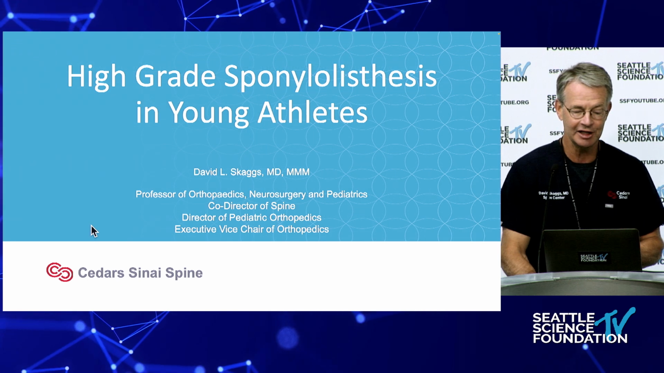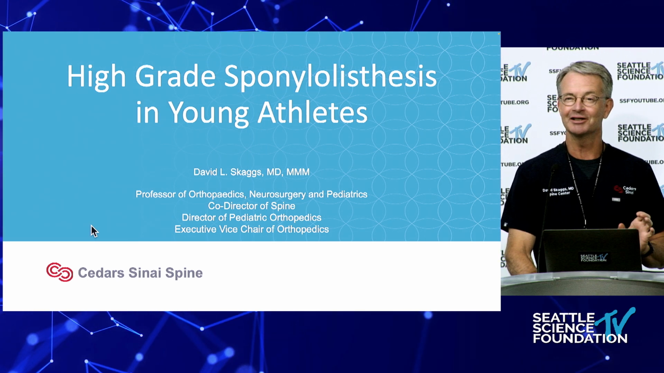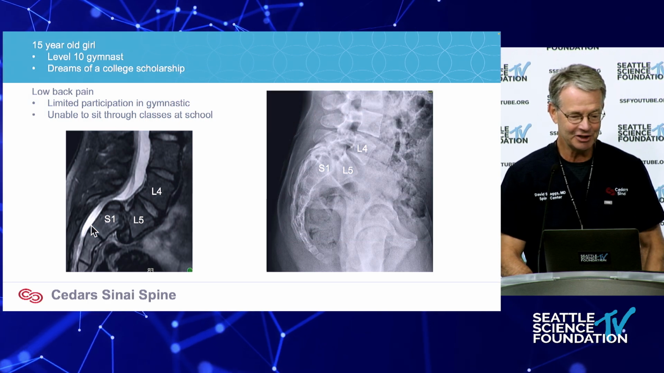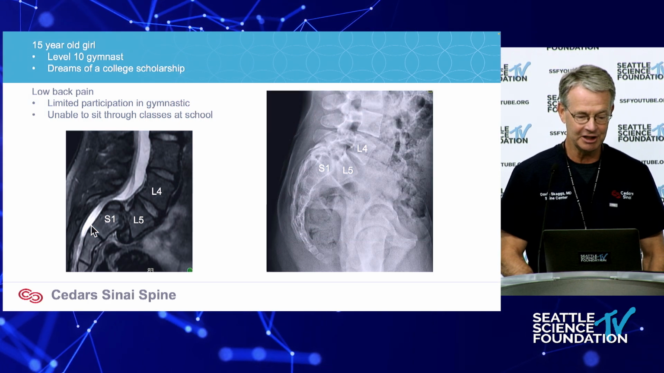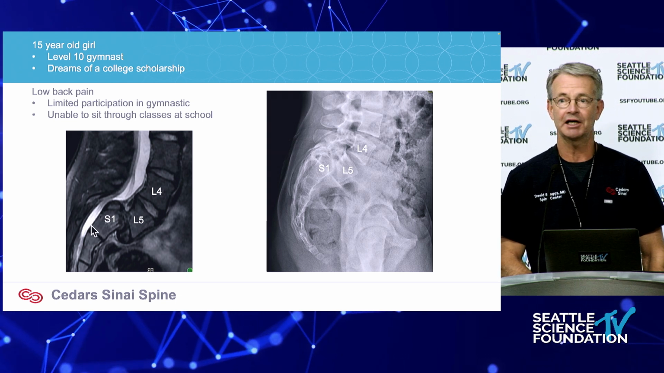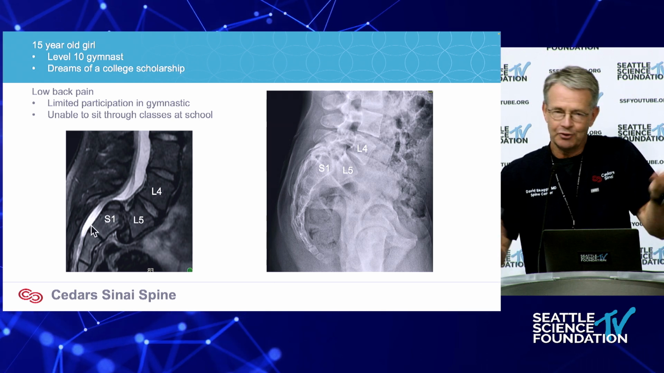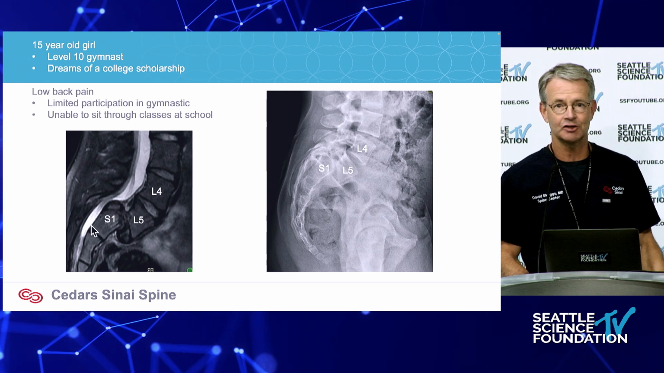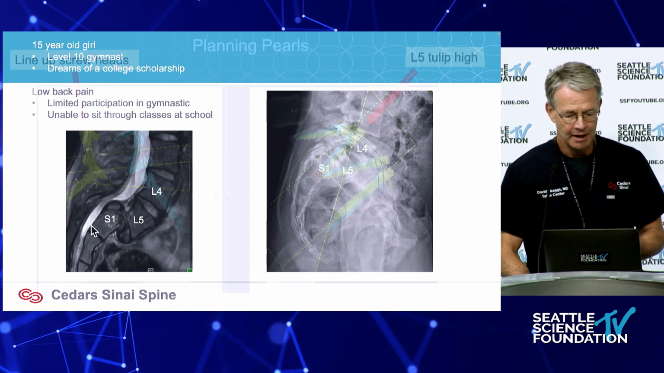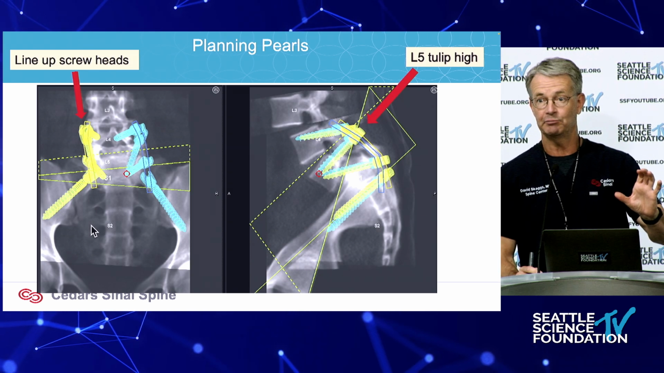So let's talk about high-grade spondylolisthesis. And I think I'm going to make some of my adult colleagues cringe here with what we do. So this is a 15-year-old level 10 gymnast, dreams of a college scholarship. Her back pain has gotten so bad she can't even sit up in school anymore. If it hurts when you play sports, it's up to you if you want to get it fixed or not. But once it hurts when you're in school, you probably need to get it fixed. So this is how I fix it. I like just leaving it in place.